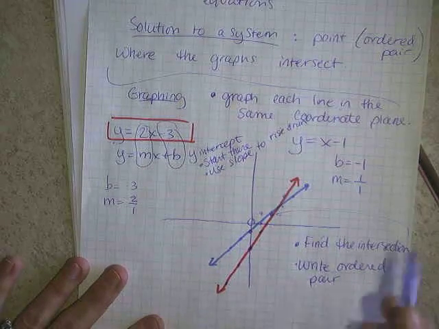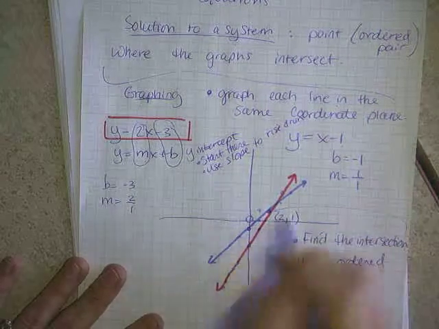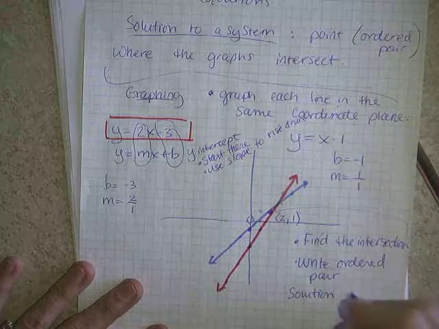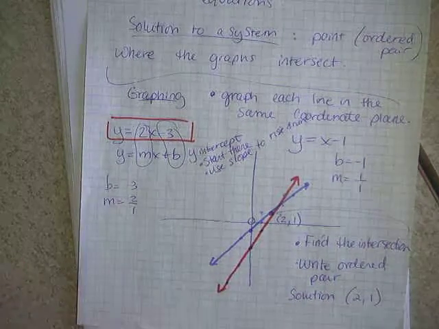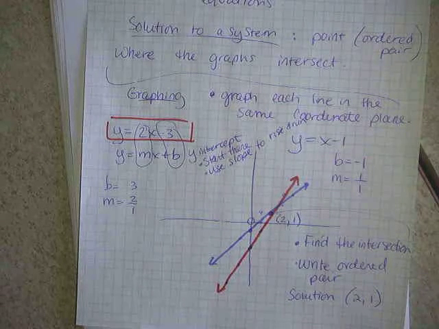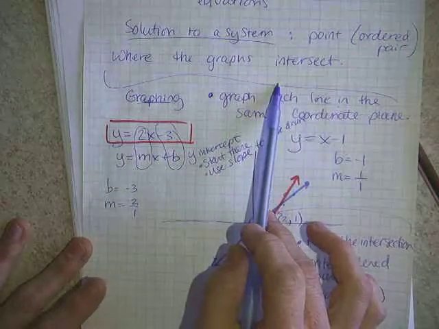We want the intersection, we want the ordered pair. So we write the ordered pair that represents that intersection. So this would be 2, 1. So the solution to this system would be 2, 1.